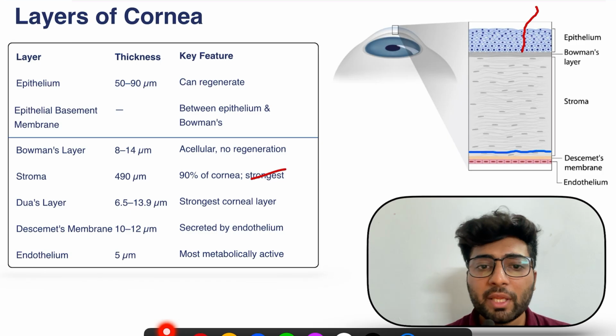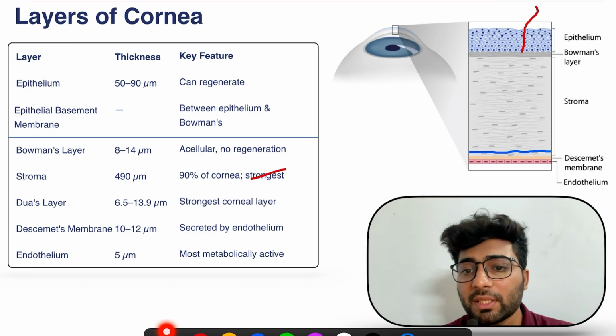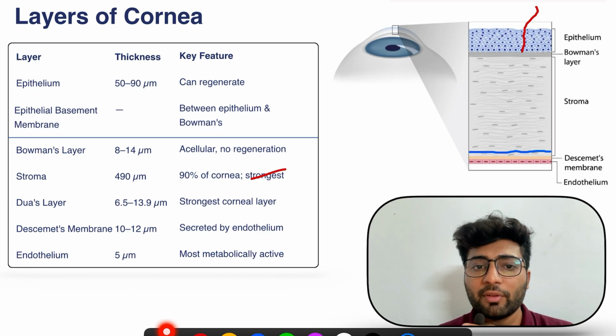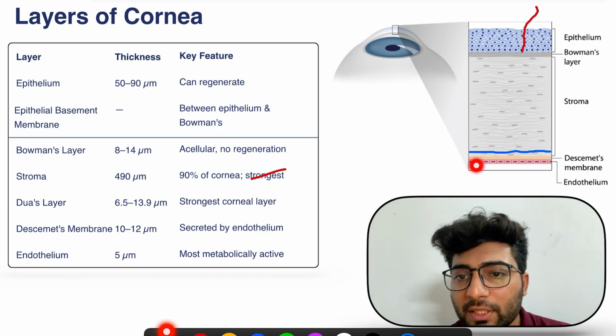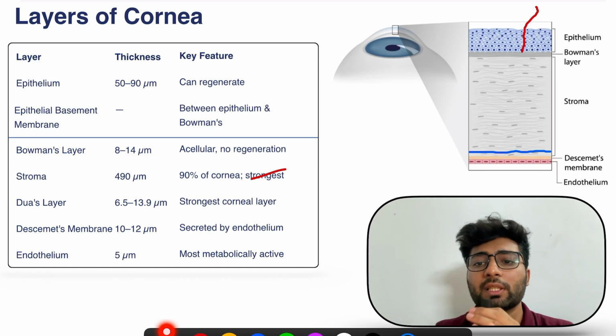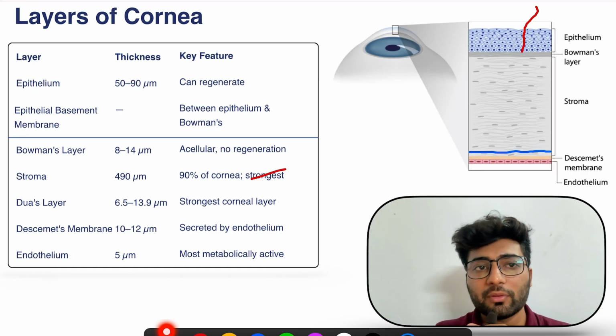Then below it we have Descemet's membrane, which is secreted by the endothelial cells. So these endothelial cells will secrete this Descemet's membrane. And the last we have a single layered endothelial cell. This is the most important layer of the cornea.